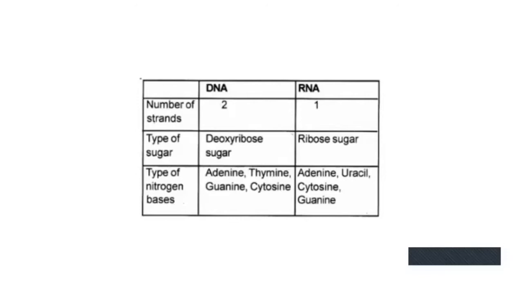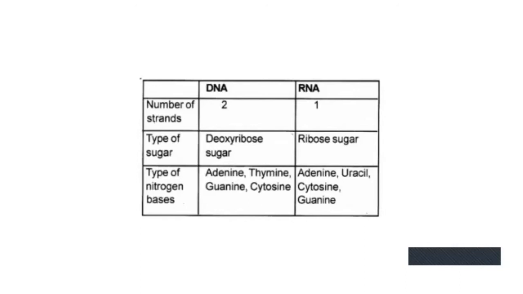Then the type of sugar. Deoxyribose sugar is present in DNA. In the case of RNA, ribose sugar is present. Then the type of nitrogen bases. DNA consists of adenine, thymine, guanine, and cytosine. And RNA has adenine, uracil, cytosine, guanine. So you should keep in mind that a single nitrogen base is different in the case of RNA. Instead of thymine in DNA, in RNA, uracil is present.